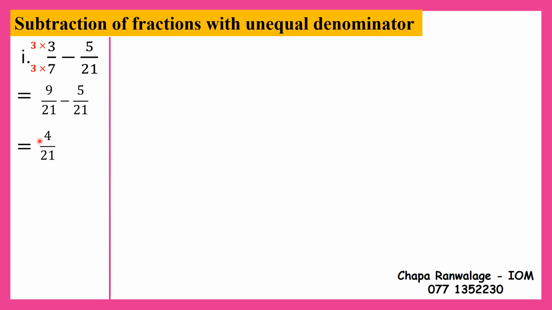So 4/21 is the final result. And next one, 28/18 minus 1/3. Again, can we obtain 18 by multiplying 3 with any number, any whole number? Yes, we can obtain 18 by multiplying 3 with 6, because 3 times 6 is 18.